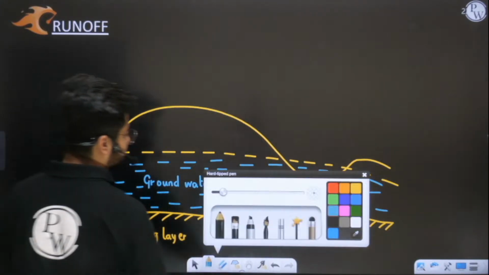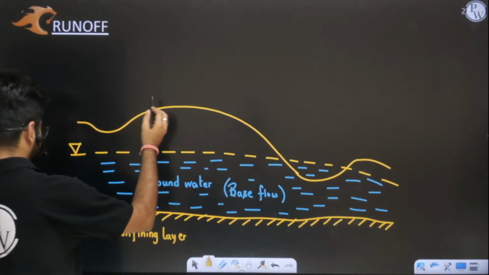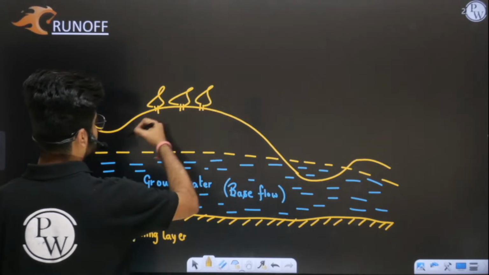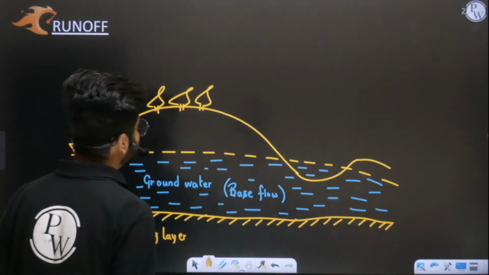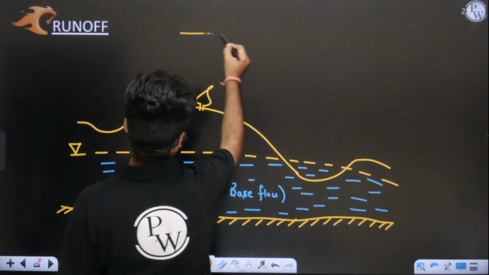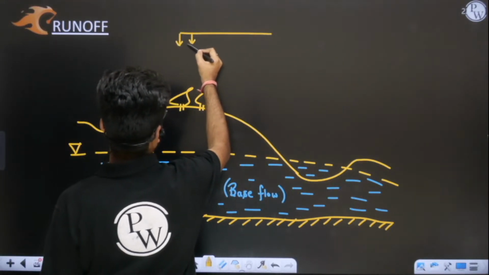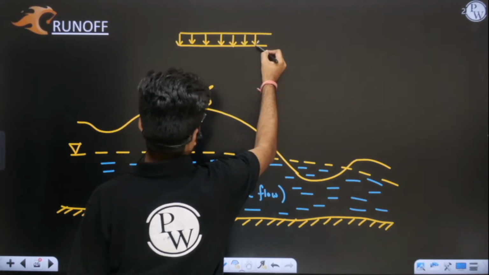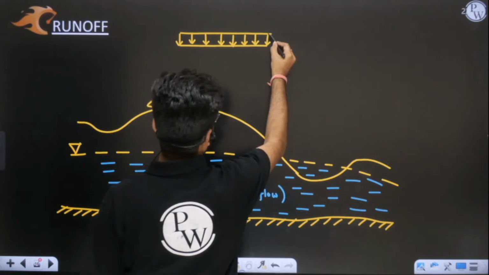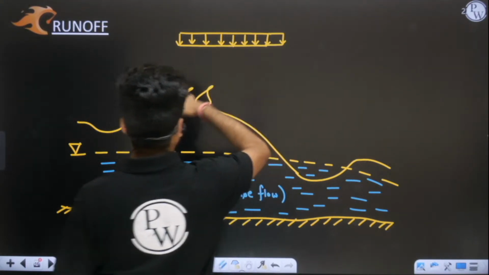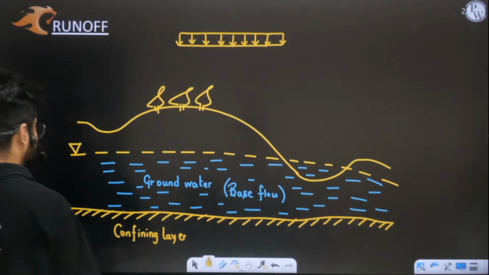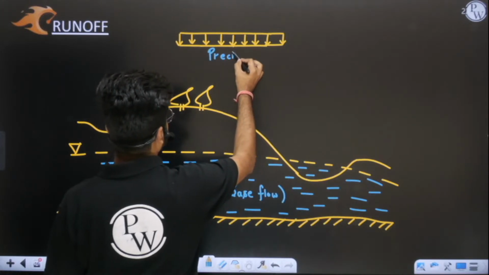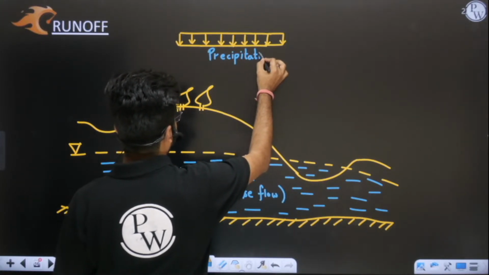Let us imagine we have some trees, some crops or some vegetation over your surface, and let us assume precipitation has taken place here on the landmass. We have already discussed the precipitation chapter and the losses chapter. This is your precipitation. So after precipitation, what will happen?